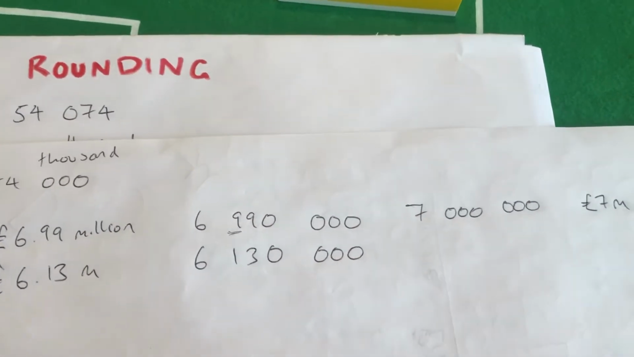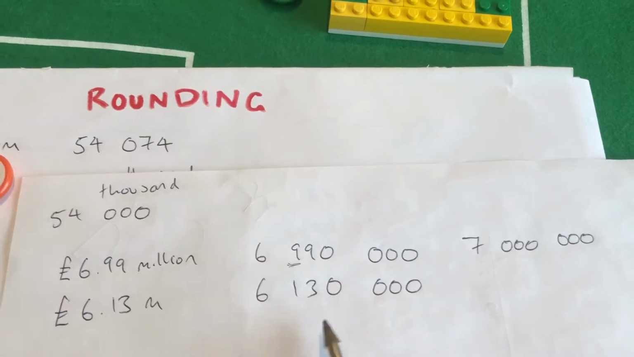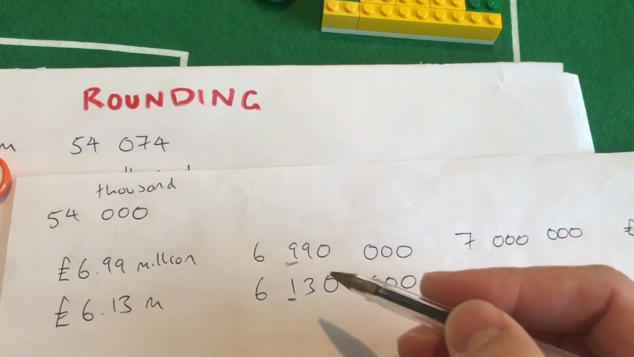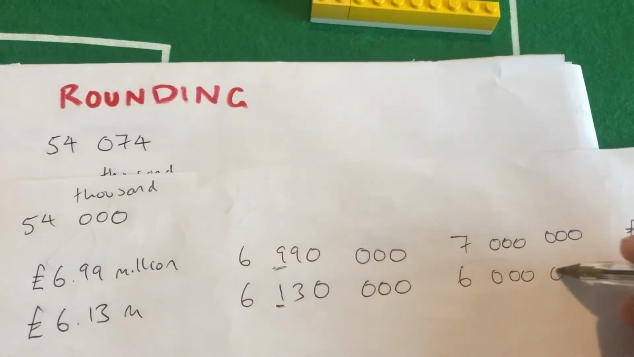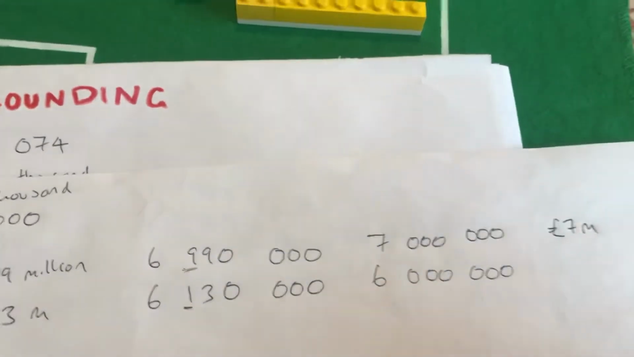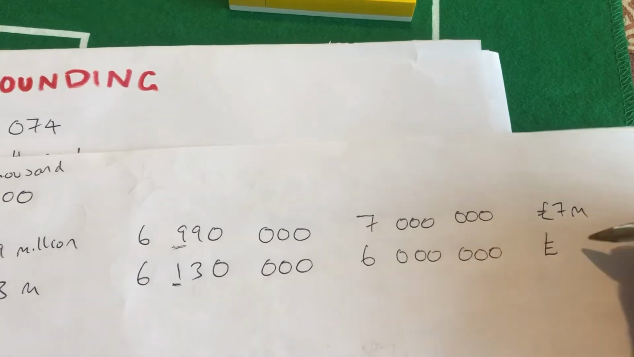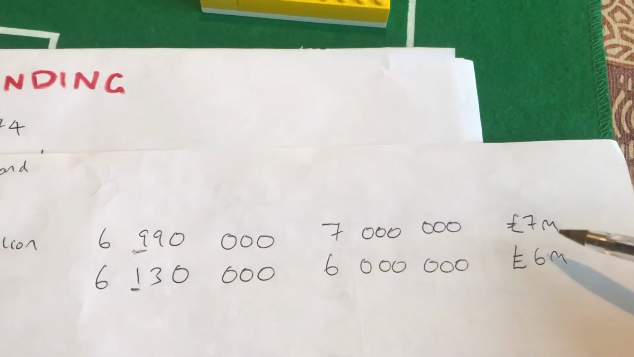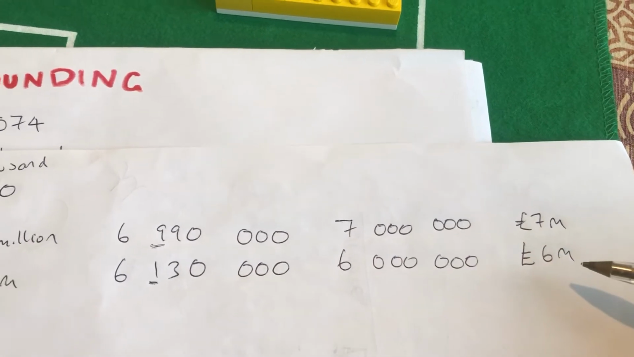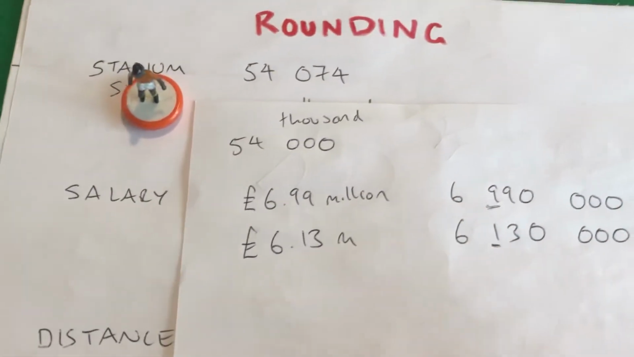And for the 6,130,000, that one is less than 5, so I round that down to 6 million. Only 6 million. So there we can compare it to the nearest million. Manchester City against Manchester United in their average salary.